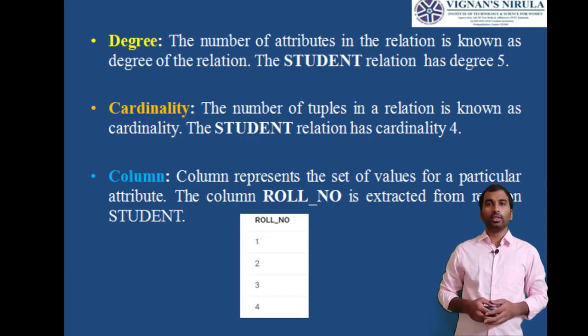Next terminology is cardinality. The number of tuples in a relation is known as cardinality. The student relation has 4 tuples, so the cardinality of the student relation is 4. Next one is column. A column represents a set of values for a particular attribute. You can see the example here. The roll number, extracted from the relation student, is a column of roll number.